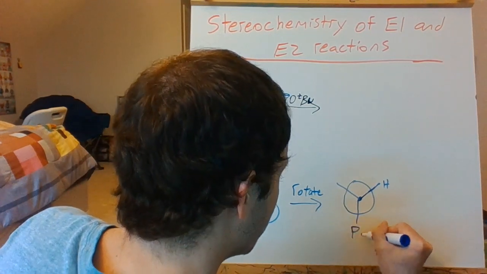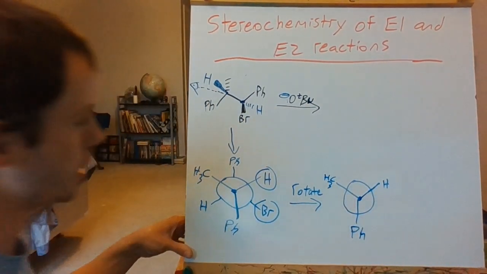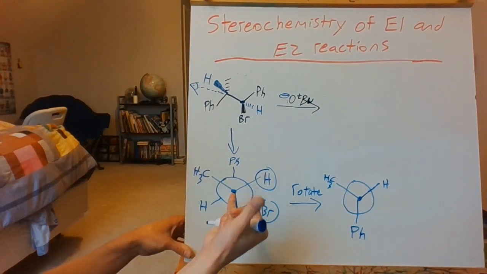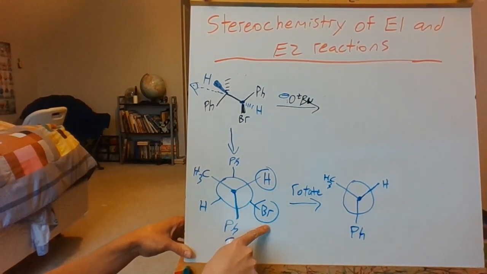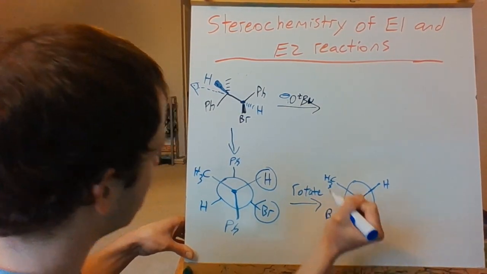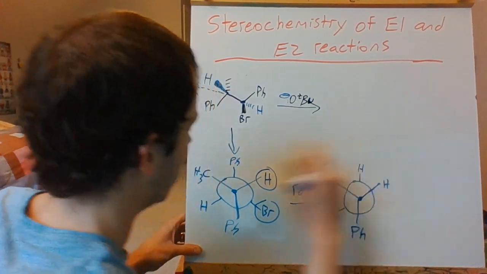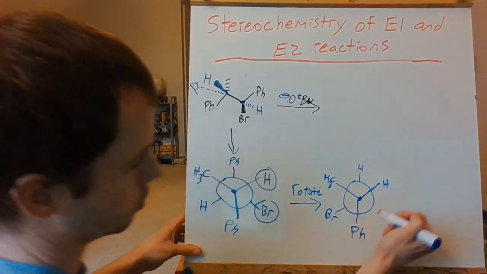So here's our hydrogen right here. We still have phenyl down here. We have CH3 over here. And then our back carbon, we've rotated 120 degrees so that our bromine is over here. So bromine is now here. Our hydrogen is now up here. And our phenyl group is now down here where the bromine was.